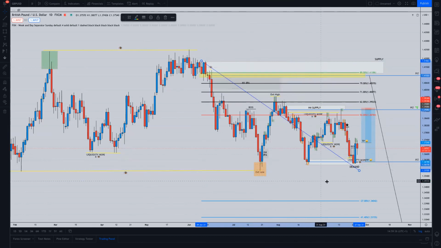Because the institutions, they control this market essentially. Okay, they essentially control this market. If they're losing a lot of money here, why would they let a ton of retail traders win right here at 62%? That's not going to happen.